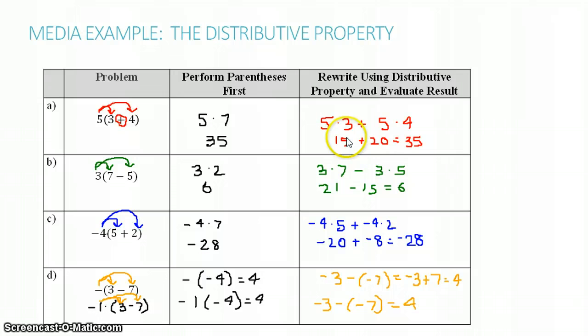So using the distributive property does take more steps and more operations, but it's actually a very useful tool you're going to see, especially in algebra, and it also helps you understand how we can partition those rectangles and write different sums as products.